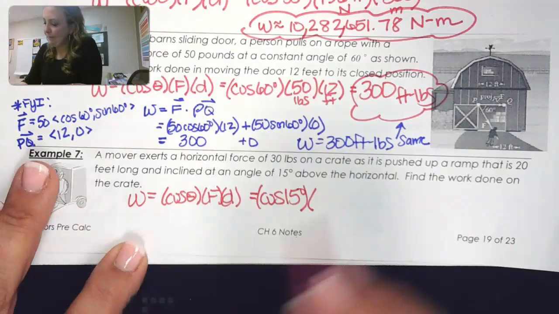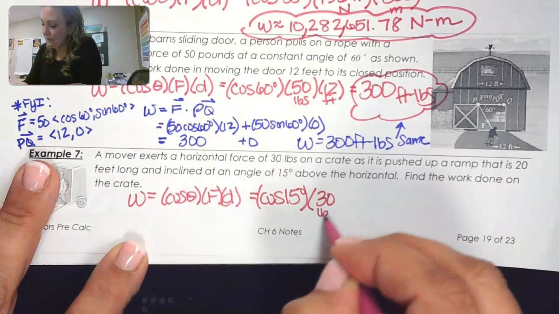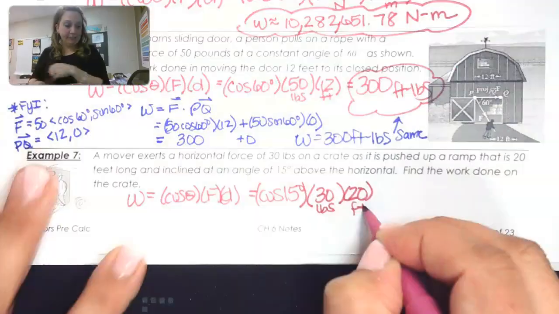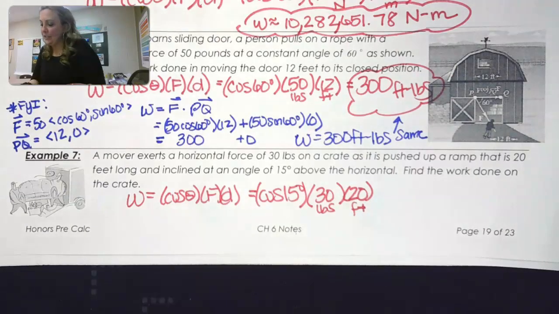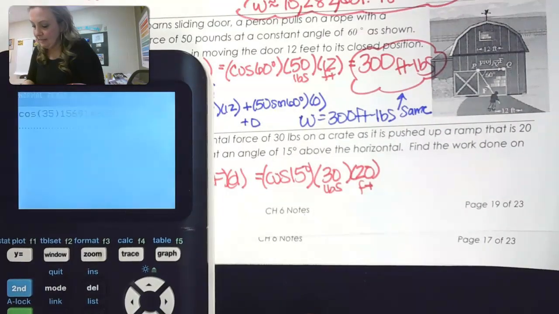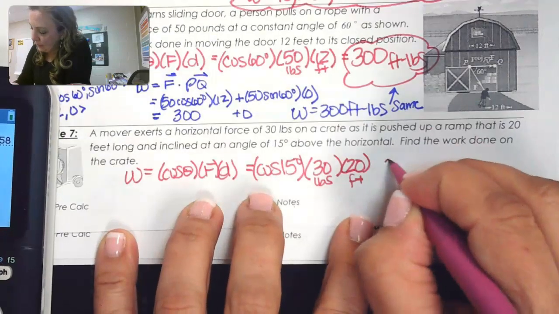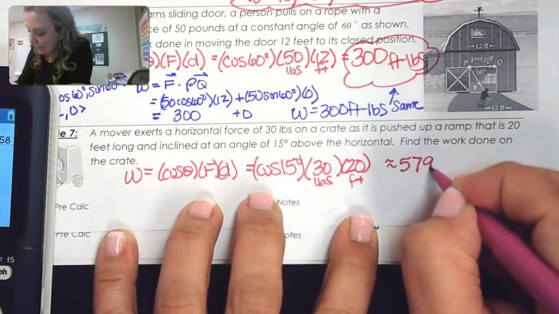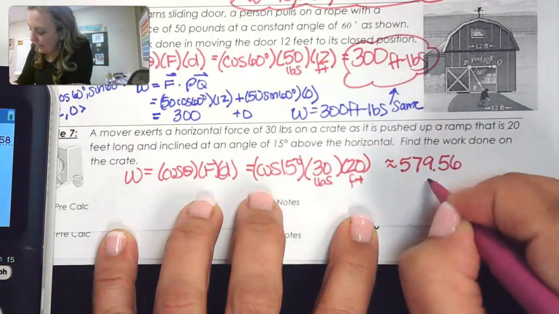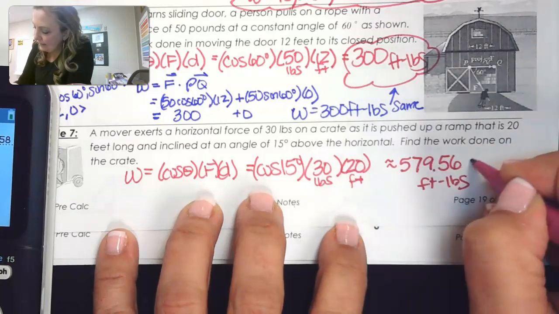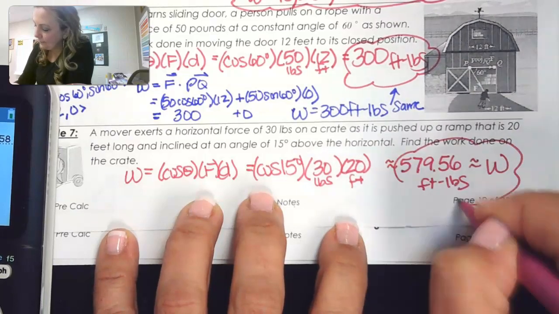What would the force be? That's right, 30 pounds. And what's the distance we're moving it? 20 feet. So I would just take the cosine of 15 times 30 times 20, and that gives me that my work is going to be about 579.56, and then again, that's in foot-pounds, okay? And then again, that is the work that's done.